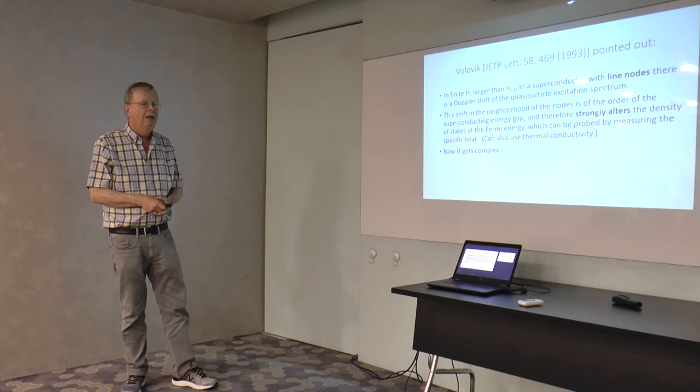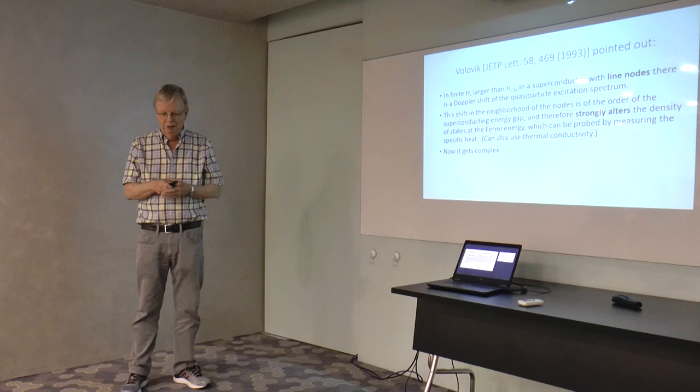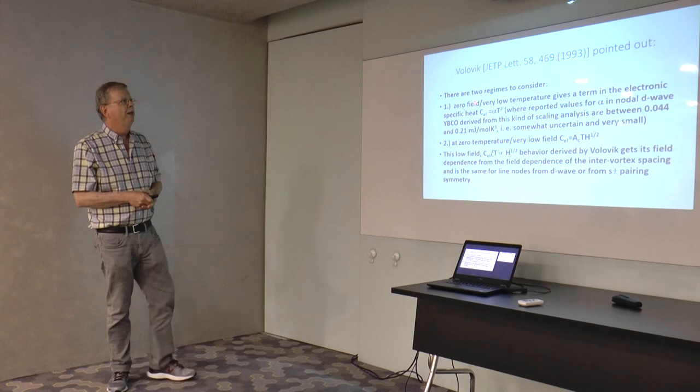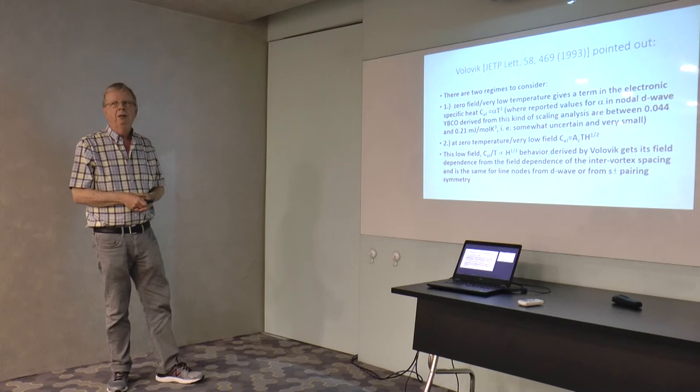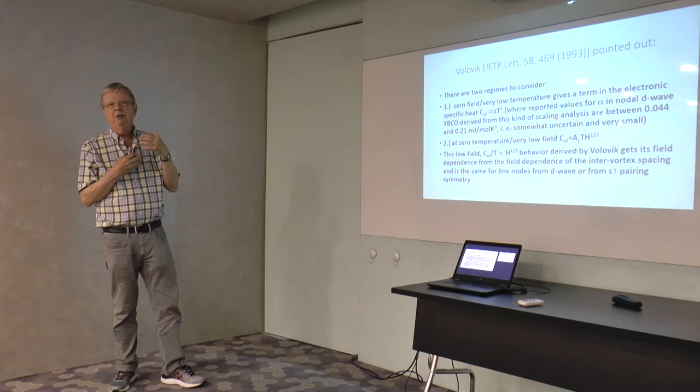I'm not trying to sell you that this is easy. This is terribly hard. So we'll see a little bit of why it's terribly hard. So if you're going to compare to Volovik's theory, there are two limiting regimes. No field and very low temperature, and no temperature and very low field. Now obviously, you can't get here, so you have to extrapolate. But in those two limits, in the zero field limit at low temperatures, the electronic term should go as T squared. Now if it's a superconductor, you expect the gap to open, you expect it to go as some exponential. So this is certainly different.